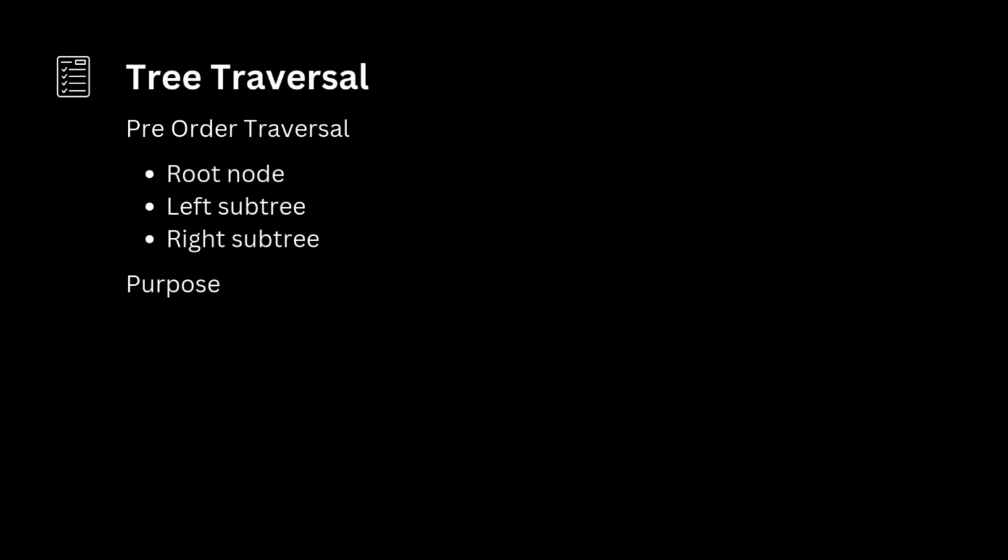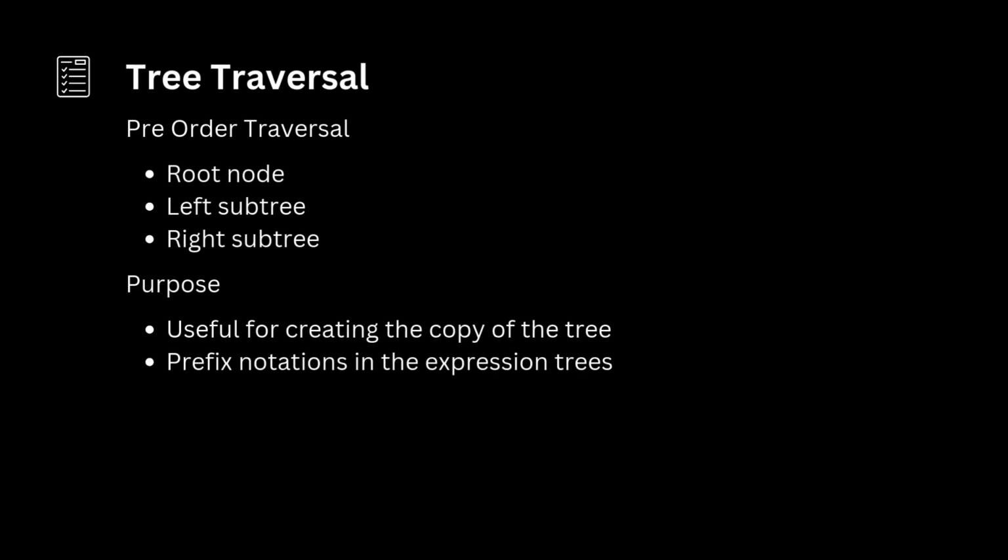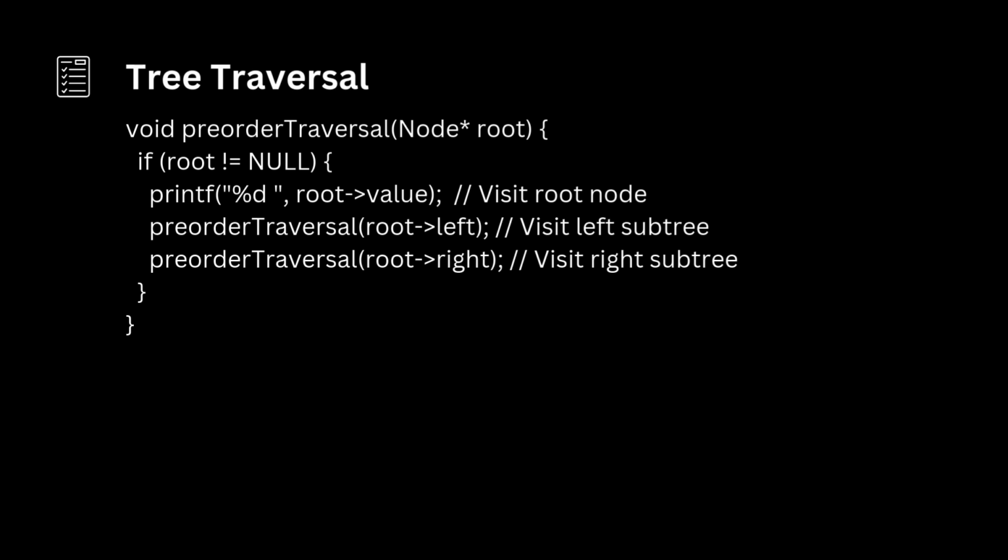The next one is the pre-order traversal. In pre-order traversal, nodes are recursively visited in the following order: root node, left subtree, right subtree. Purpose: pre-order traversal is useful for creating a copy of the tree or for prefix notation in expression trees. This is the implementation of the pre-order traversal in the C language.